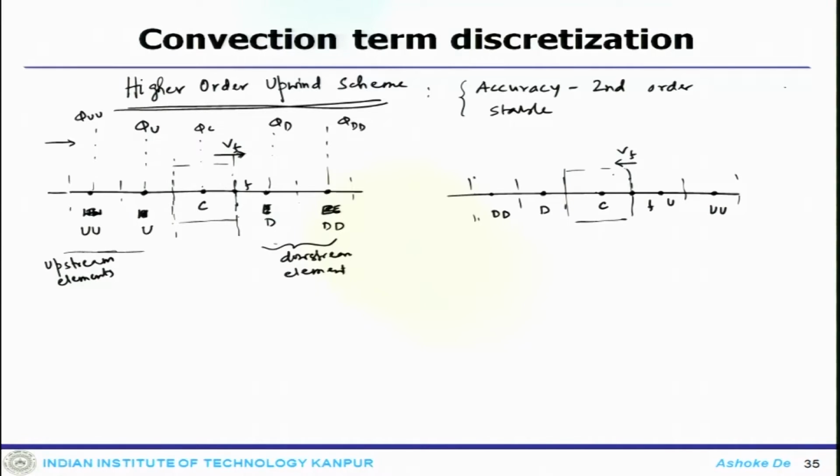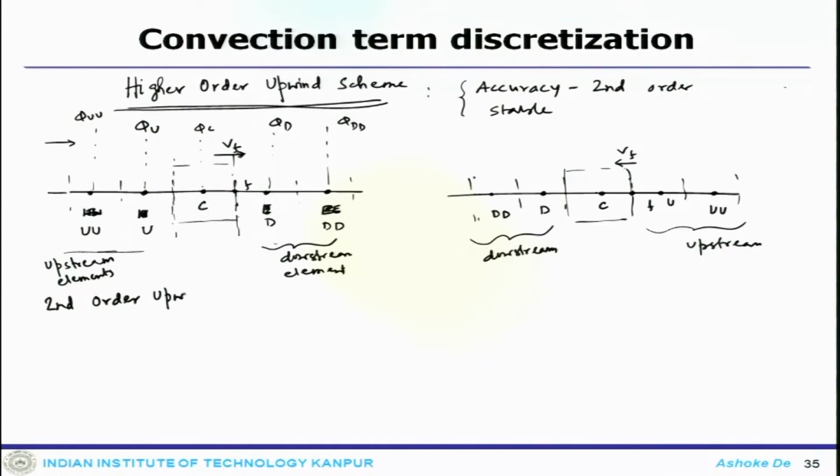While if the cell velocity is this way, then these are considered as upstream and these are considered as downstream. So, depending on the direction of the flow field, one has to decide which will be the upstream elements and which will be the downstream elements, and accordingly you can define your variables in that fashion. So, now we will start with a second order upwind. What we have seen so far is the standard, that is a first order upwind.